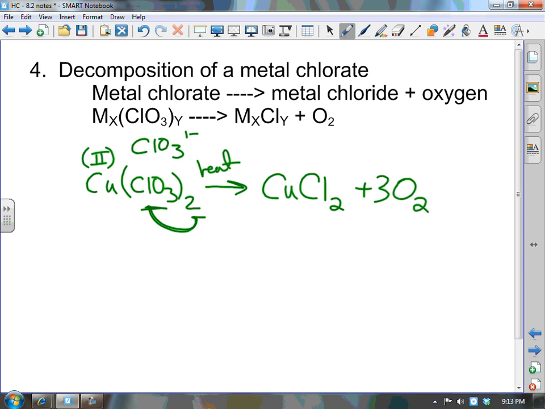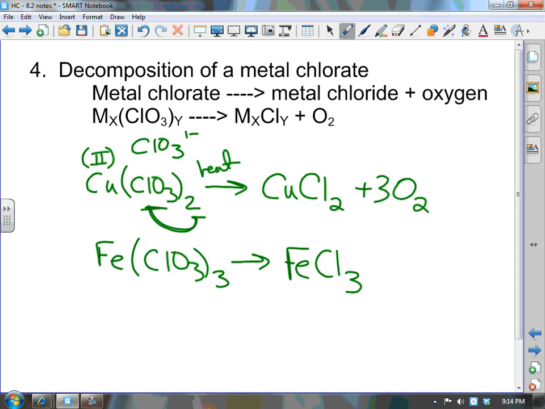Let's say we pick iron 3 chlorate. So iron's a 3 plus, chlorate's a minus 1. It decomposes, iron bonds with chlorine, plus 3, minus 1. And we get oxygens. The only difference here is we've got to balance.